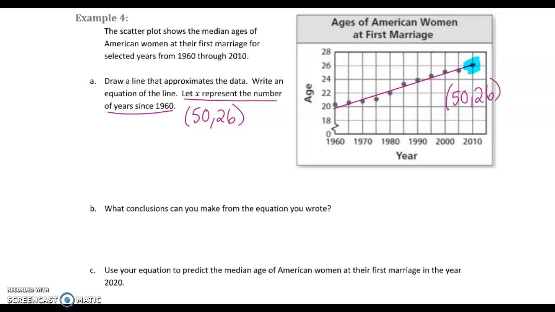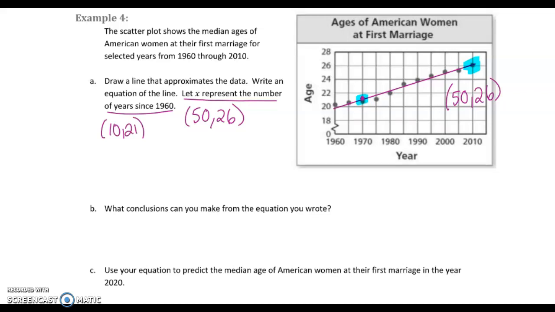Okay, we need another point this is going through. So I'm going to go with kind of right here. This looks like something I could estimate. So the line, now I'm not worried about where the dot is. I'm worried about right on the line right here. So that's 1970. That's 10 years after 1960. And it looks to be halfway between 20 and 22. So we can call it 21.